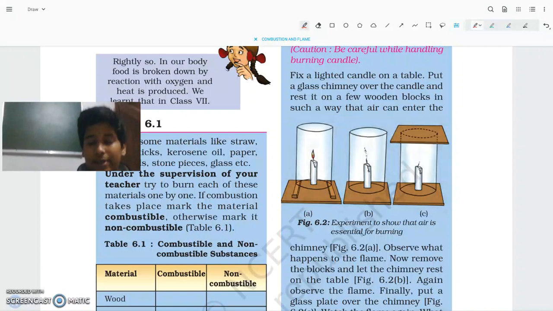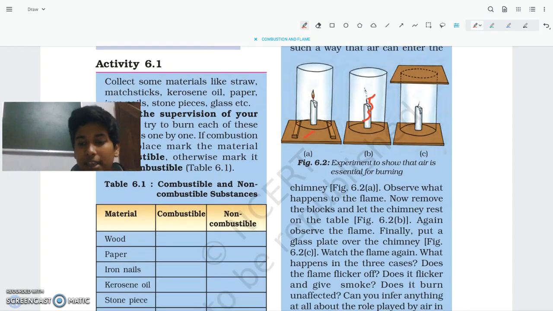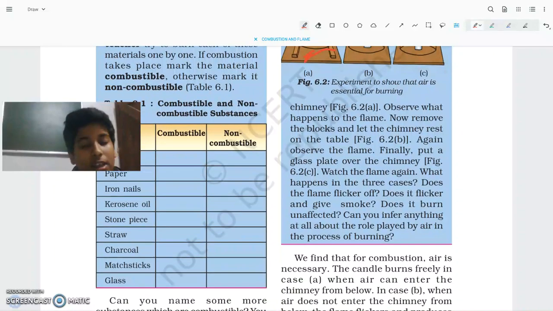Here is the activity where oxygen is needed. If we remove one stick, the flame is unaffected because it is receiving enough oxygen. But here it is flickering. Why flickering? Because oxygen is coming only from above here, while there it comes from below also. But here it cannot glow, because oxygen can't come in from anywhere, and therefore it cannot glow.